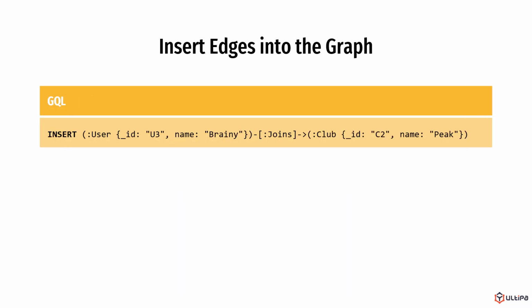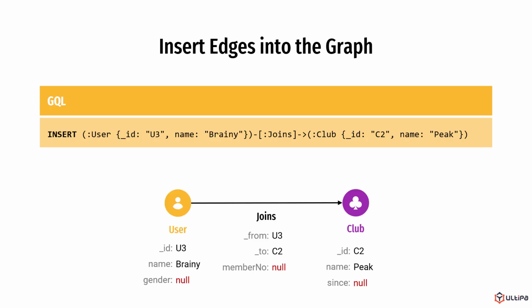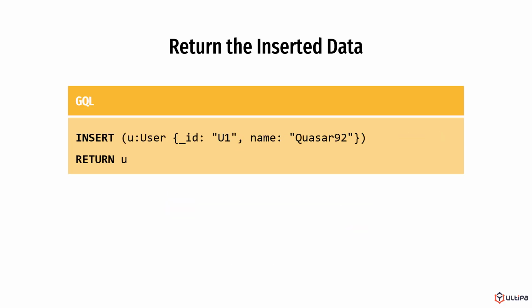You can also insert an edge along with its two end nodes. This statement inserts two nodes and an edge between them. If you want to return the inserted data, you can assign it a variable and return it.